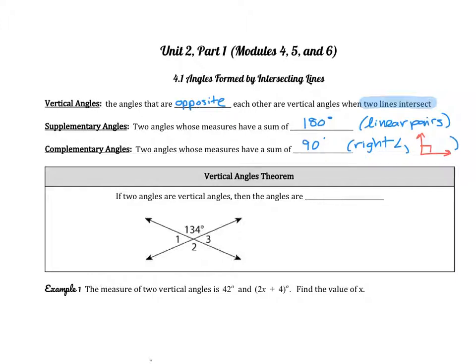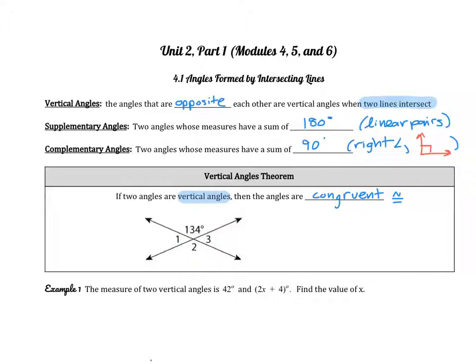Okay, so if you look down at this picture, here we have what's called the vertical angle theorem. So it states if two angles are vertical angles, so if you know they're vertical, then the angles are congruent. So it's really important to be able to notice vertical angles because then we know a really important fact about them. And remember, the symbol for congruent is like a wavy line over the equal sign.